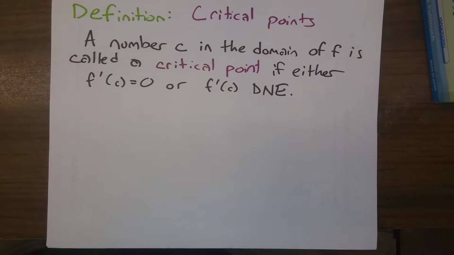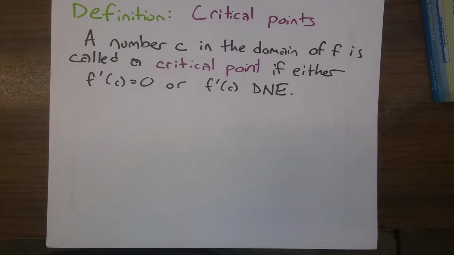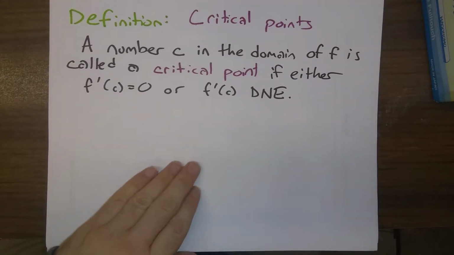In our previous video, we had this definition of critical point. A number c in the domain of f is called a critical point of f if either f prime of c is equal to 0 or f prime of c does not exist. The last example we did in the previous video was finding critical points where the derivative is equal to 0. Let's just do a quick example where the derivative does not exist.